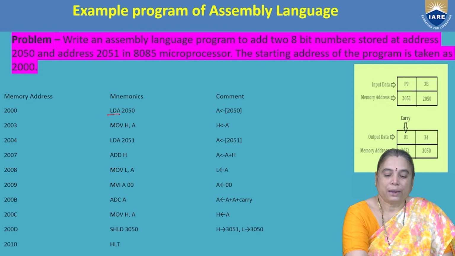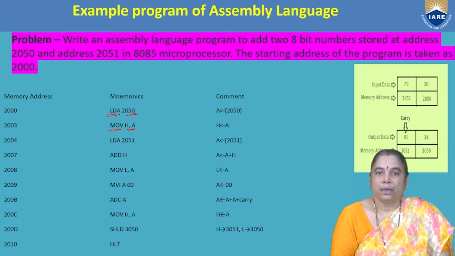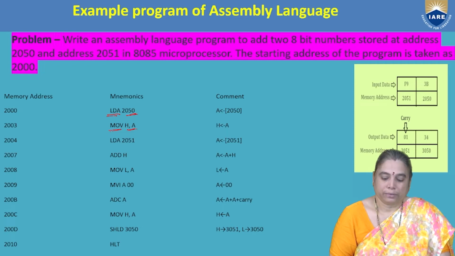Here the mnemonic is LDA and this is the operand. And here MOV is another instruction, and here the operands are H, A. So like this, a list of mnemonics is available for the processor. By using these mnemonics, the code has to be constructed in the case of assembly language.